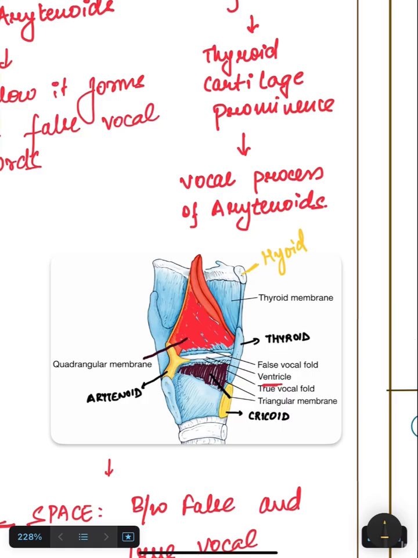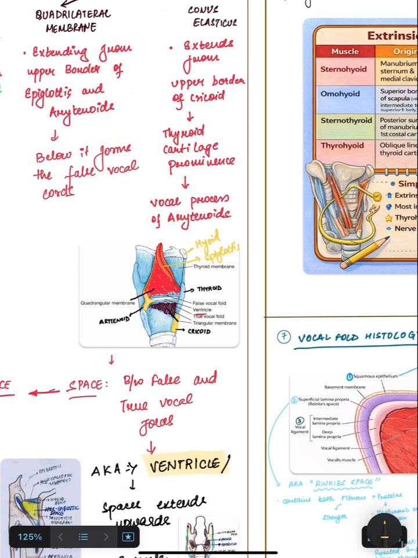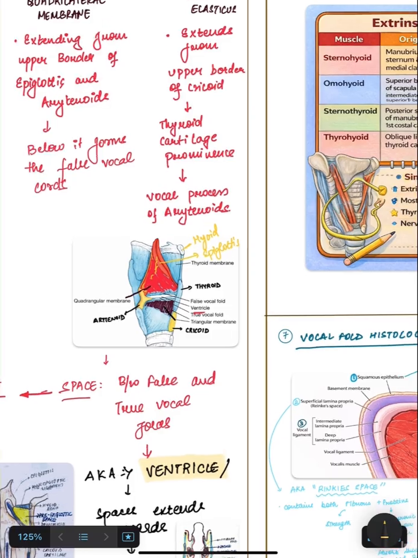Okay, as you can see, this is the thyroid and this is the thyrohyoid membrane basically. Okay, and this is the epiglottis. So when we are talking about this quadrangular membrane, it is extending from the upper border of the epiglottis and the arytenoids, as you can see, and inferiorly it forms the false vocal cord.